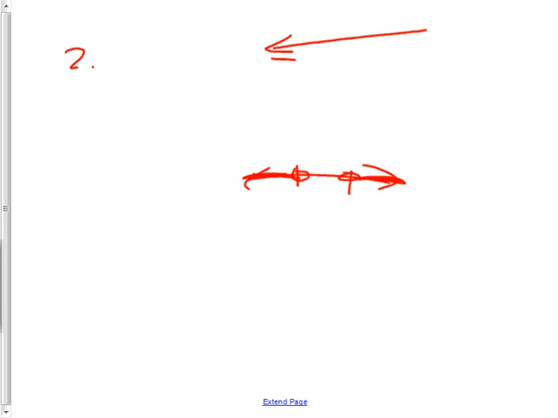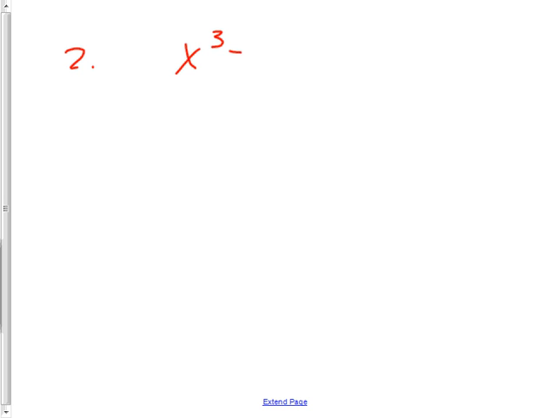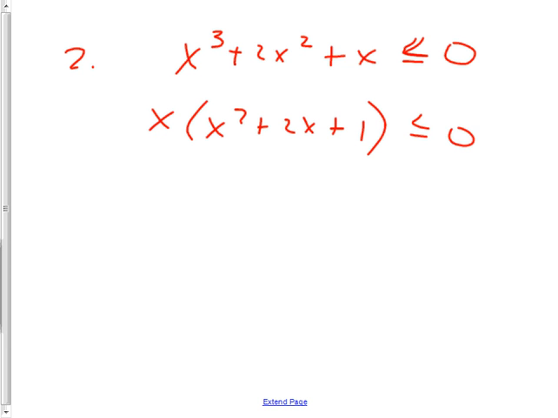Okay? So the first thing you'd do there is subtract x from both sides. And then you'd have x to the third plus 2x squared plus x less than or equal to 0. Then you can factor out an x, and you'd have x squared plus 2x plus 1. And then you can factor it again.